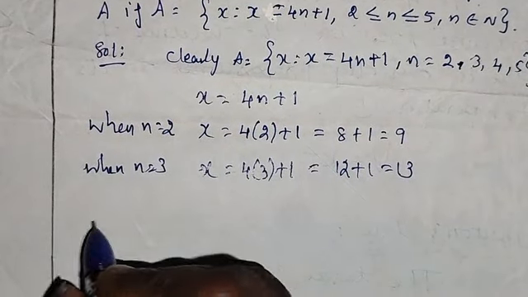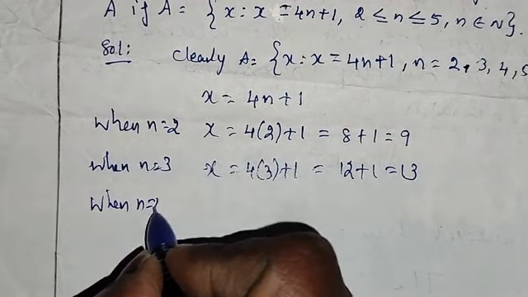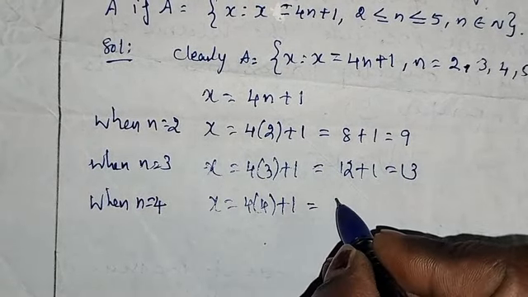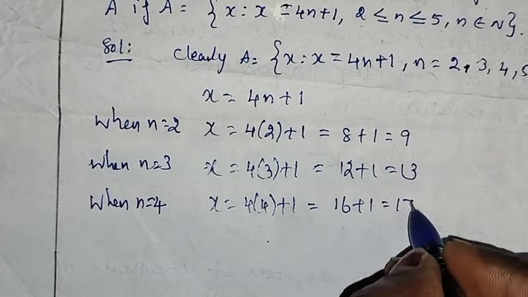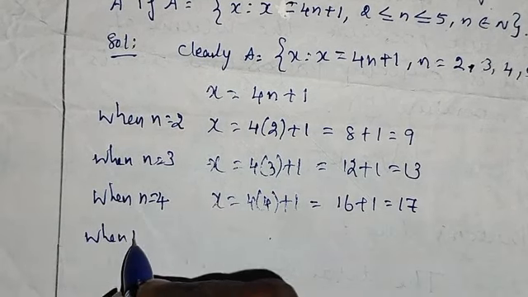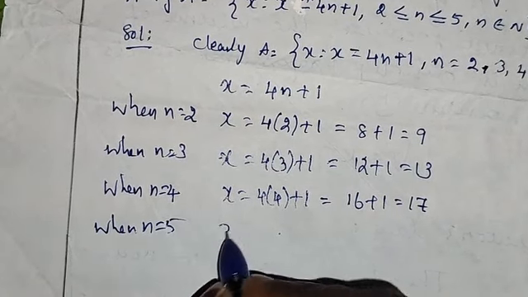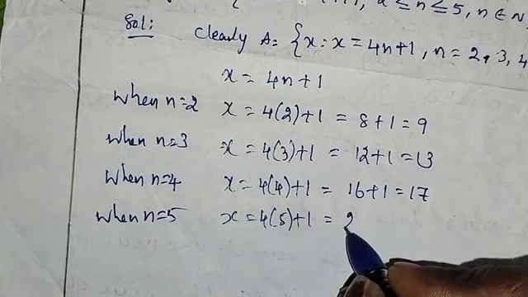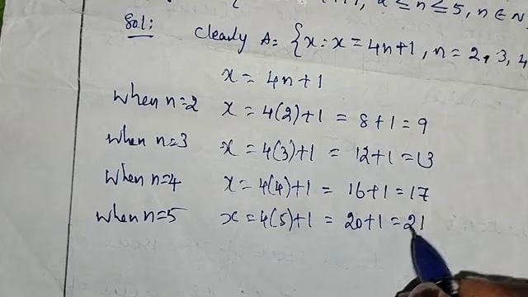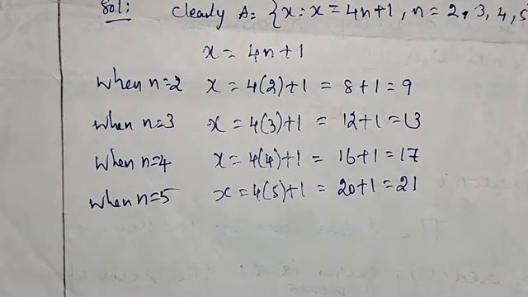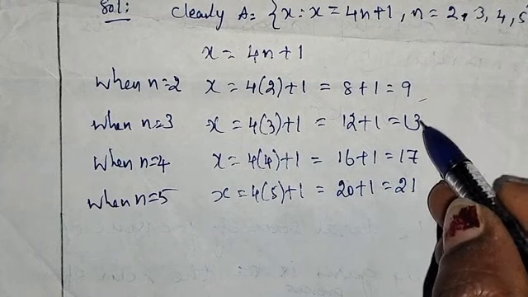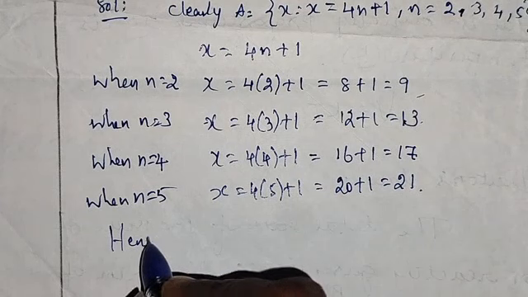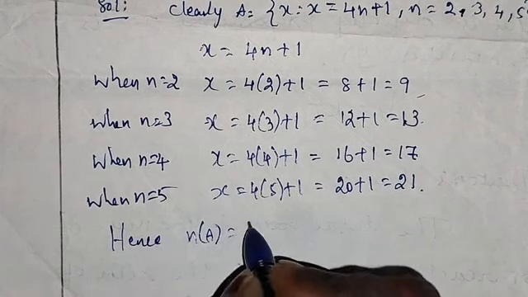And when n equal to 4, x equal to 4 into 4 plus 1 equal to 16 plus 1 equal to 17. Again, when n equal to 5, x equal to 4 into 5 plus 1 equal to 20 plus 1 equal to 21. Hence, A equal to 9, 13, 17, 21. So, n of A equal to 4.